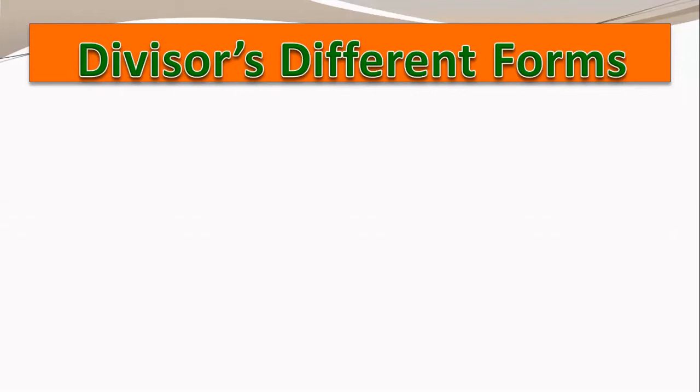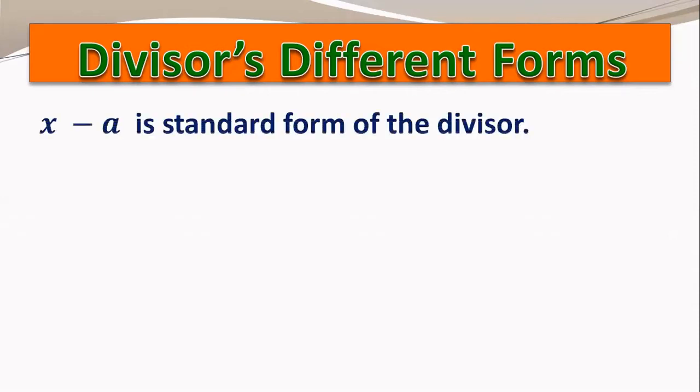We know that when using the synthetic division method, the degree of the divisor must be 1. If the degree is anything except 1, then the synthetic division method cannot be used. So we have to keep in mind that x minus a is considered the standard form of the divisor in the synthetic division method.